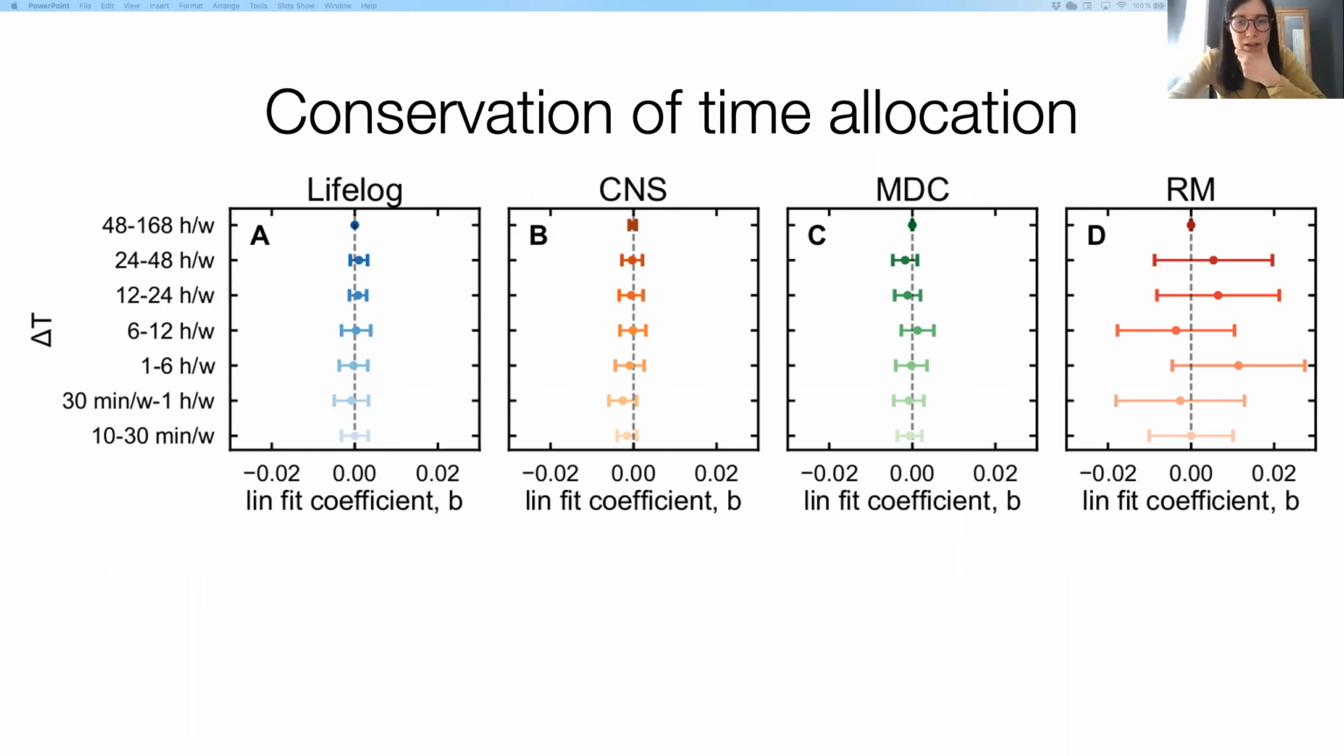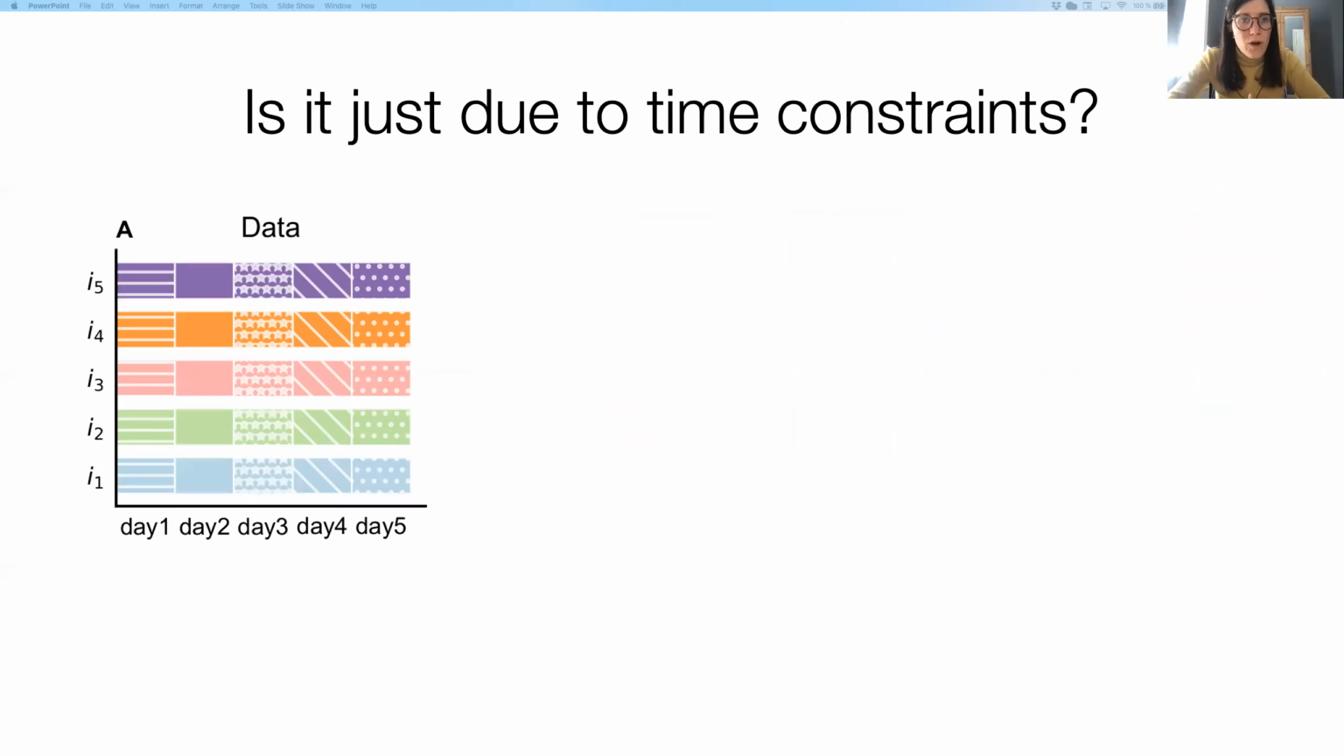And yes, we were puzzled by all these conservations in the way we experience space. So we wondered whether this is simply due to time constraints. So maybe we don't go to more places just because there's no more time for going to more places. So we ran some randomization experiments.